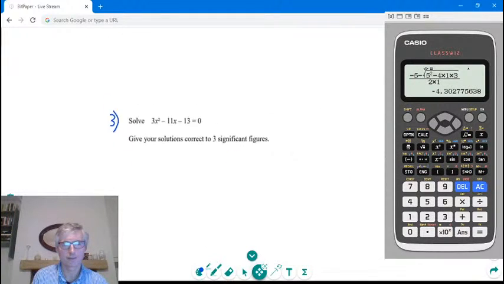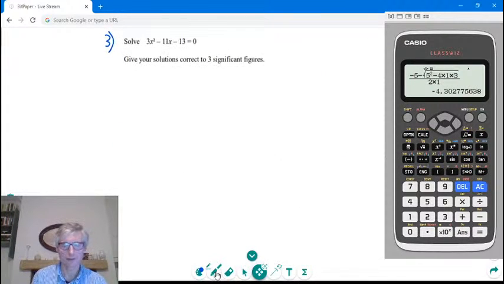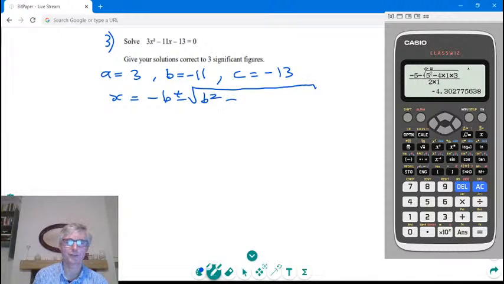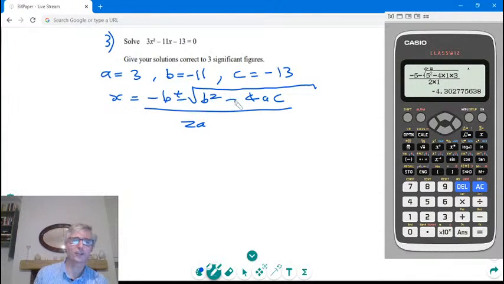So going on to this one, it's got negative values. So we're going to just write down what A, B and C are again. So A is equal to 3. And now what's very important is to use the negative there. So B is equal to negative 11 and C is equal to negative 13. And if you remember our formula, x is equal to minus b plus or minus the square root of b squared minus 4ac all over 2a. So we're just going to substitute these values into it.